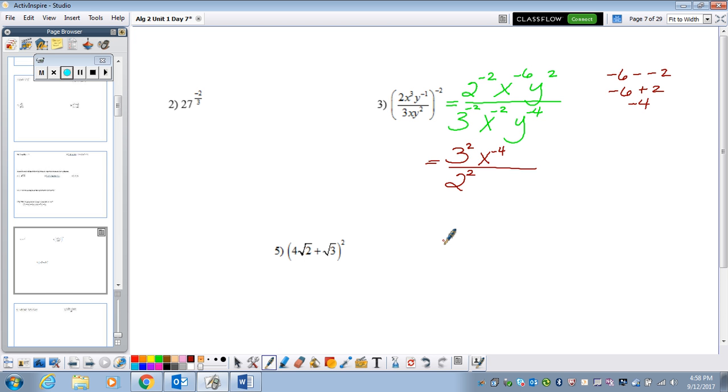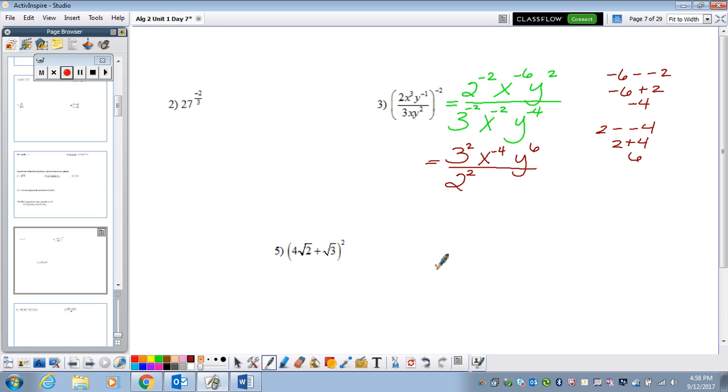Very similar operation with the y's. You currently have a 2 power on top and a negative 4 on the bottom. So you're looking at a 2 minus negative 4 situation, which is 2 plus 4. So your power on your y is now y to the positive 6.